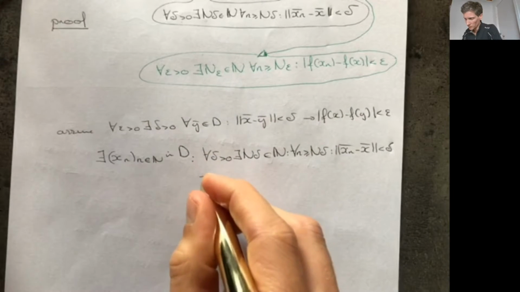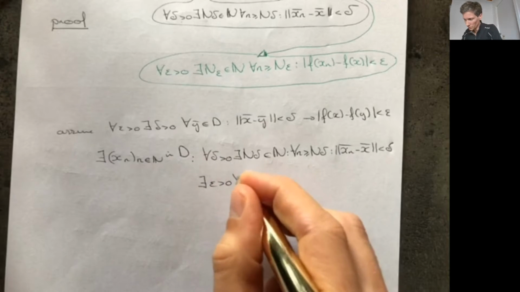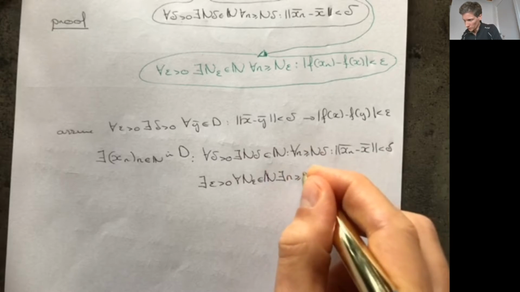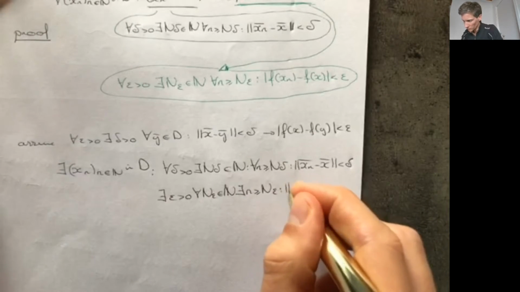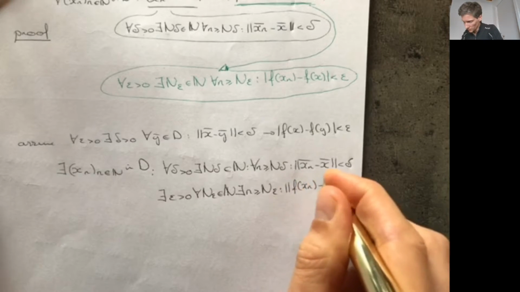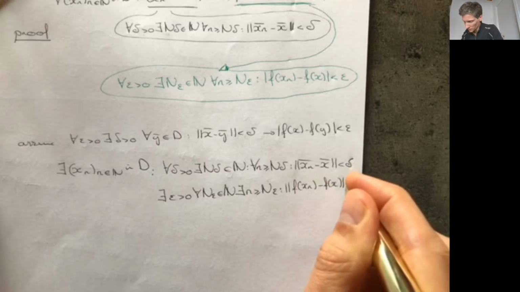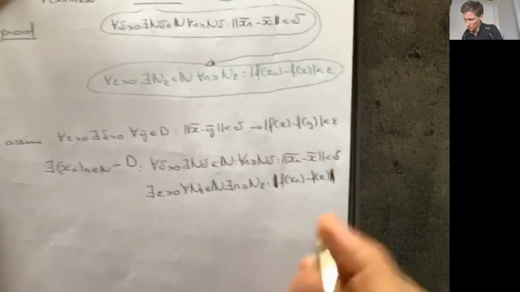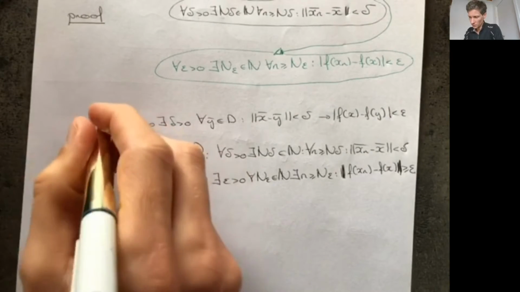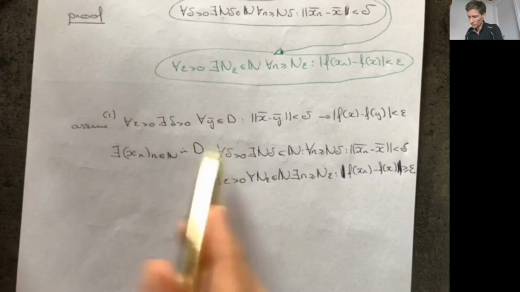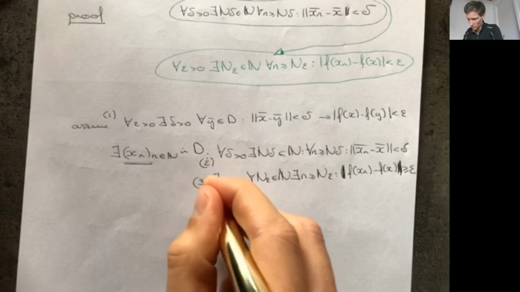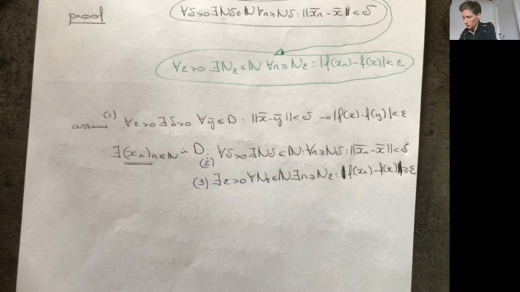So there exists an epsilon bigger than 0, such that for all n_epsilon in the natural numbers, there exists an n greater or equal to n_epsilon, such that |f(xn) minus f(x)| is greater or equal to epsilon. This should be the absolute value, right? So basically let's enumerate this. Here we have 1, and then we have that there exists a sequence xn such that this holds, 2 holds, and here 3 holds, and we would like to find a contradiction.